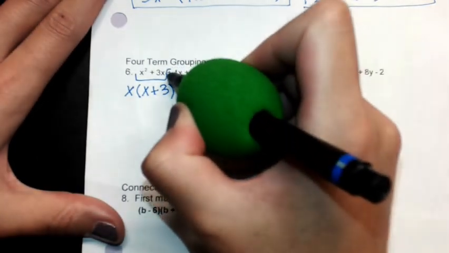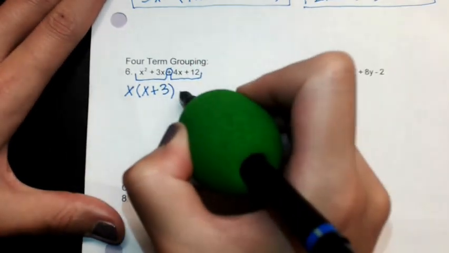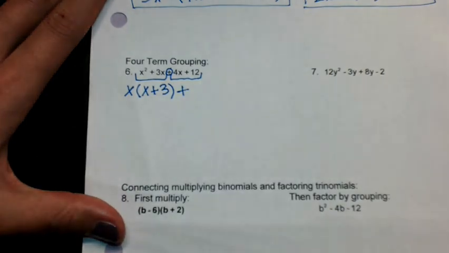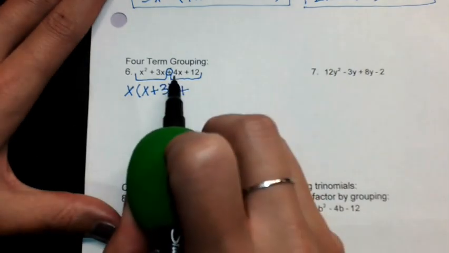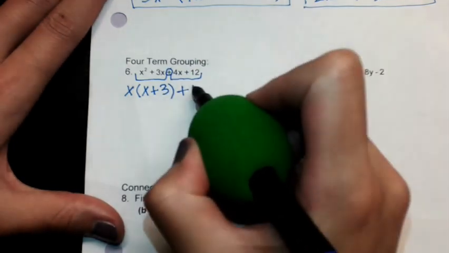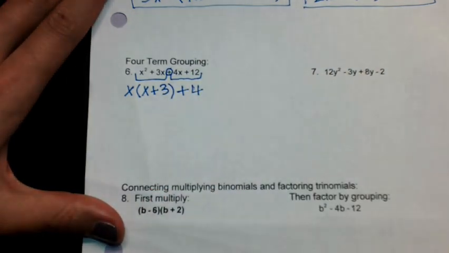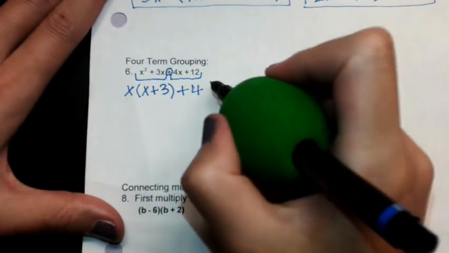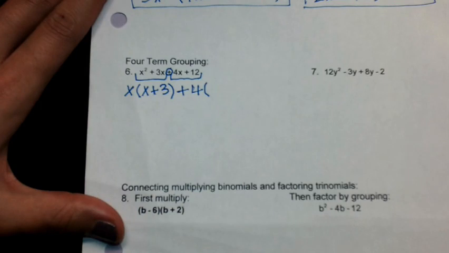What sign do I have right here? Plus. So put plus sign. Now let's go ahead and analyze the coefficients. 4 and 12 can both be divided by what number? 4. Can I take any of the x's out when I have one with the x, one without it? No. So when I close it, let's go ahead and analyze.